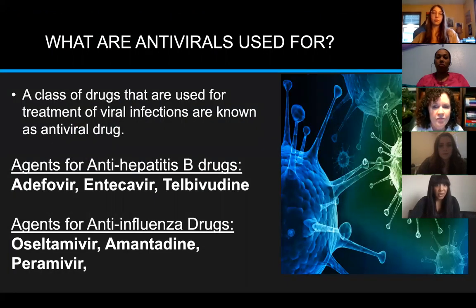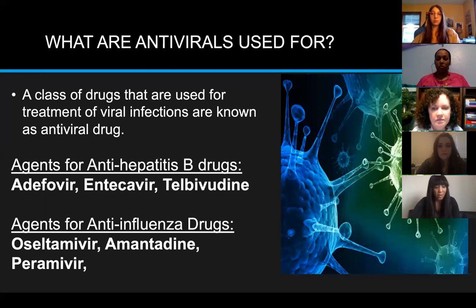What are antivirals used for? They are a class of drugs that are used for treatment of viral infections. These antiviral drugs are medications used to treat viral infections such as HPV, human papillomavirus, HIV, human immunodeficiency virus, and HBV, hepatitis B virus.